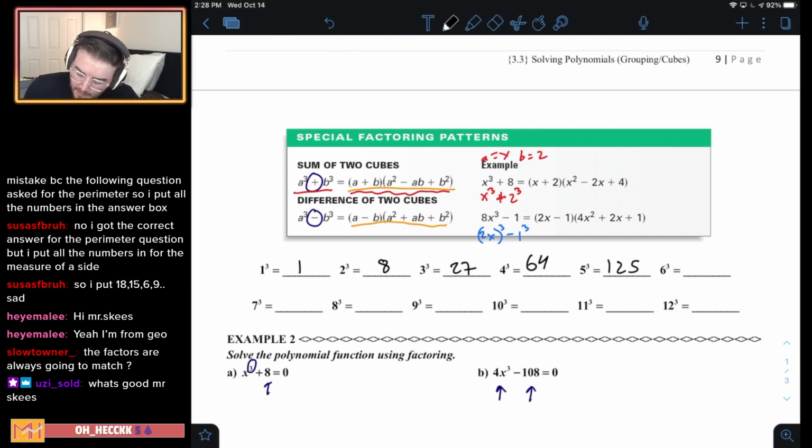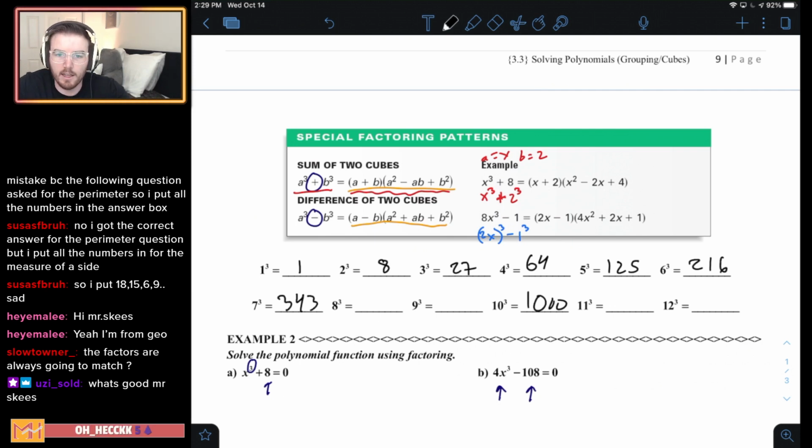6 cubed is 216. 7 cubed is 343. That's 1,000. I don't know the rest. I knew quite a few there, right? Give me some credit. I'm gonna double check 6 cubed.